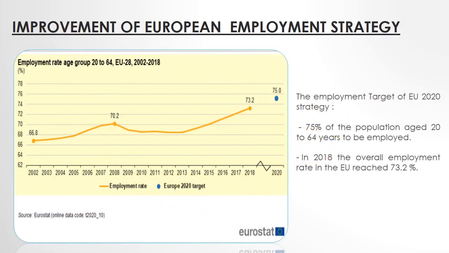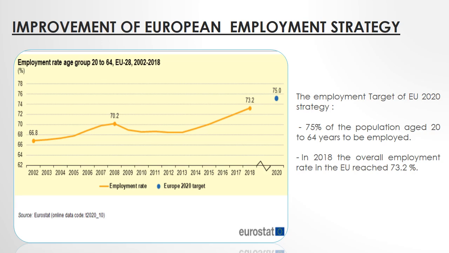And here we can see the improvement of employment target within the European 2020 strategy. We remind that the main objective in the employment part is to achieve a 75% employment rate for the population aged between 20 and 64 years old. So as we can see in this graph, the improvement of this rate is remarkable. The employment rate moved from 70.2 in 2008 to 73.2 in 2018.